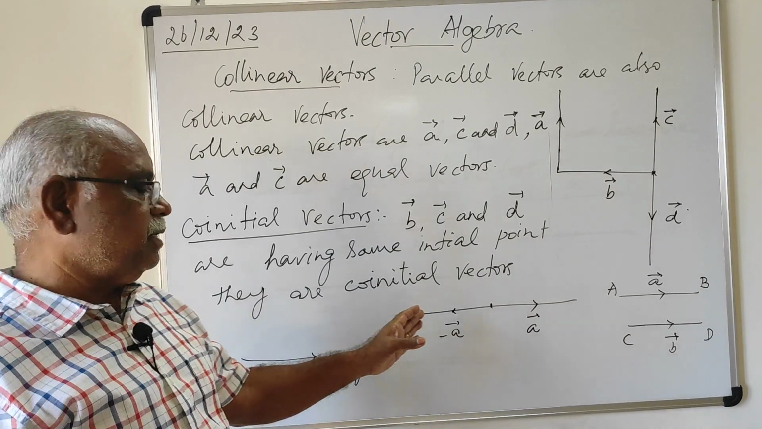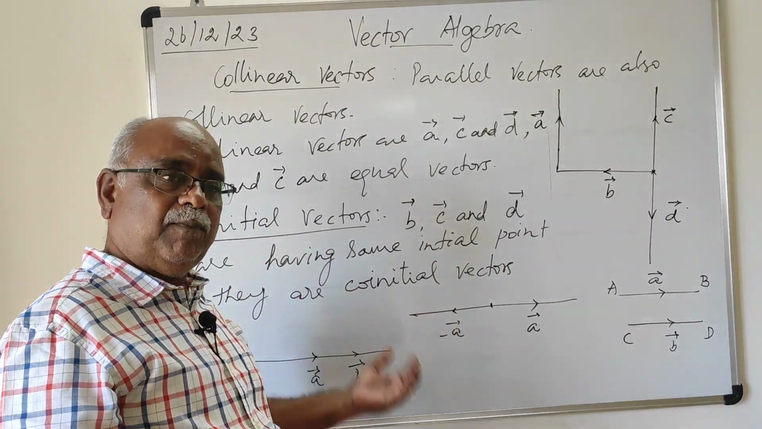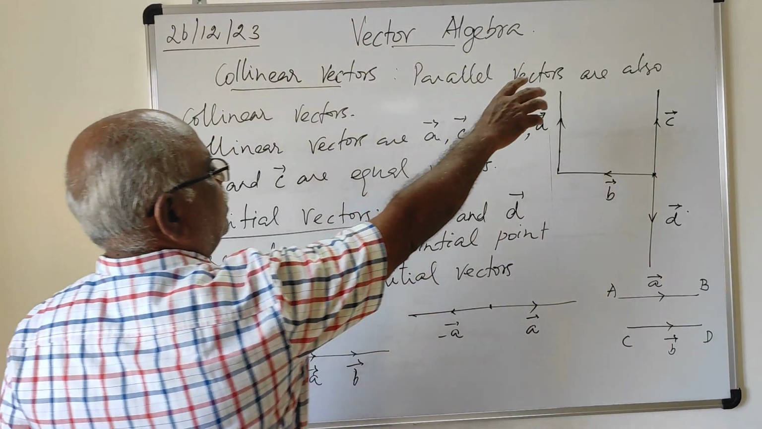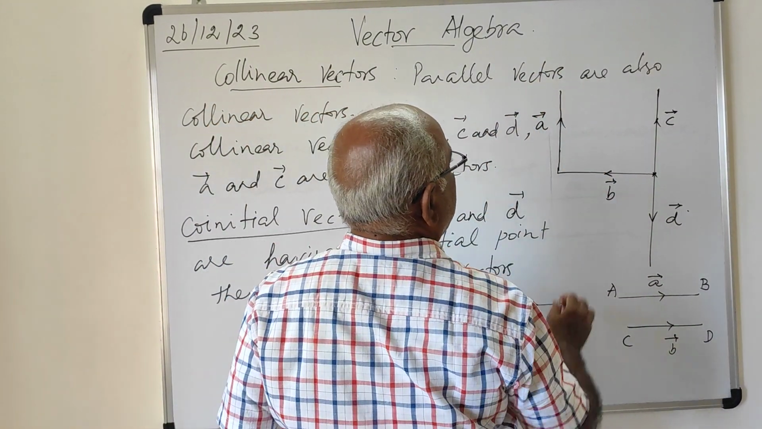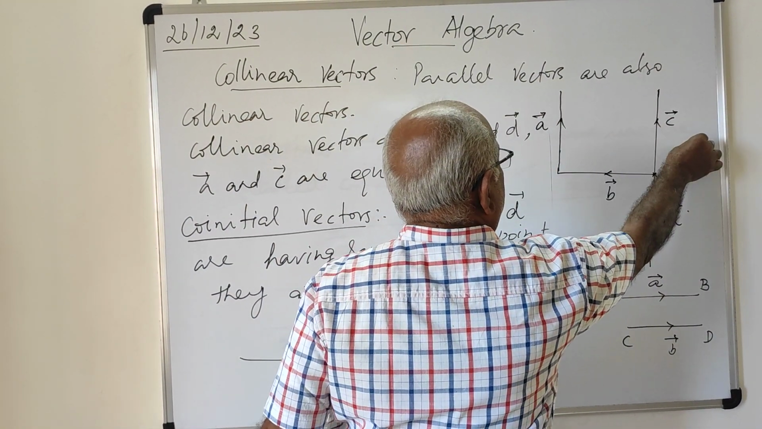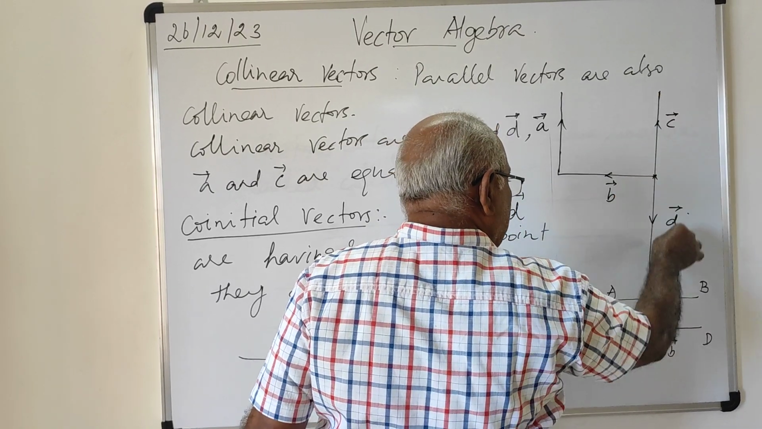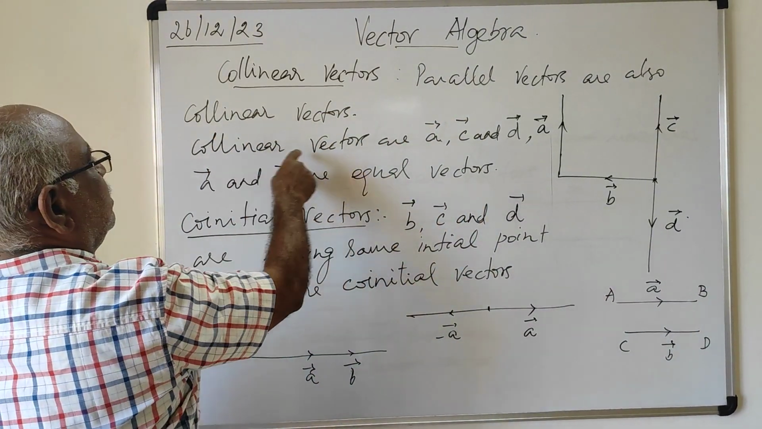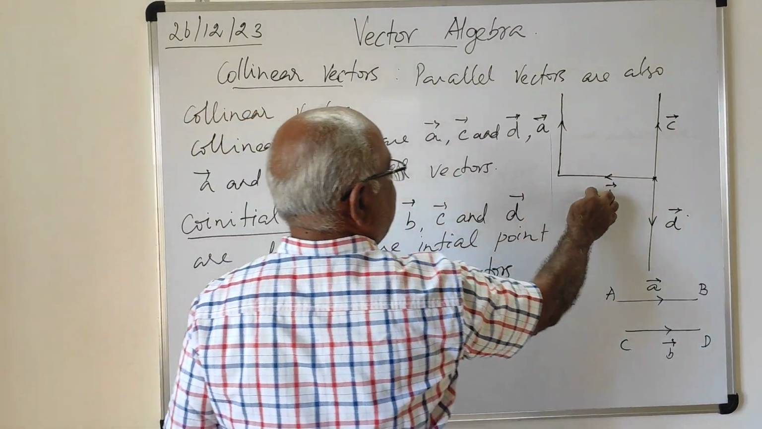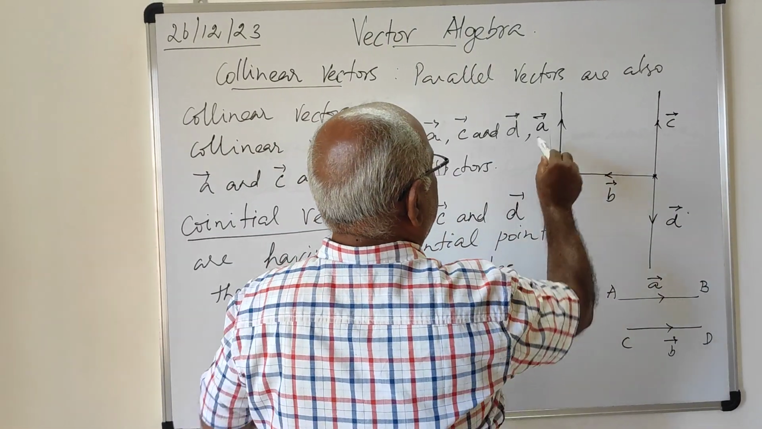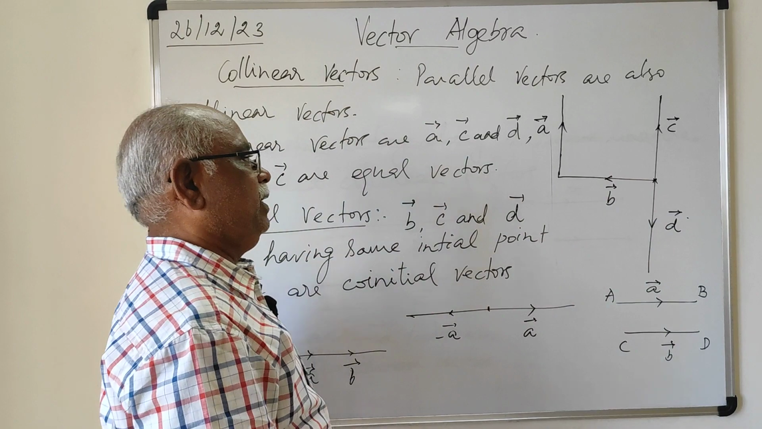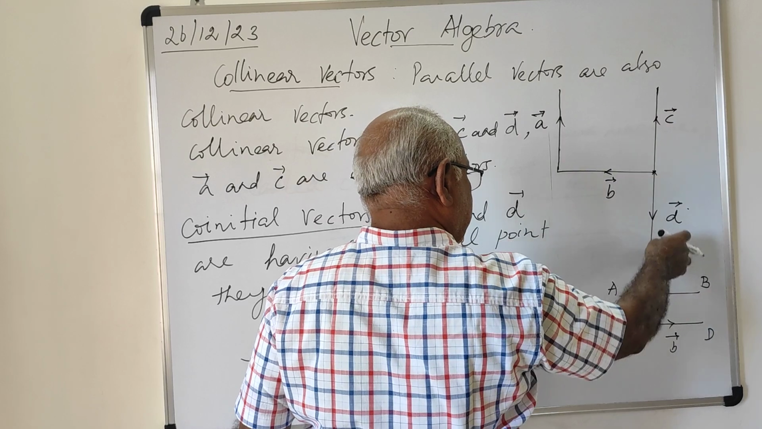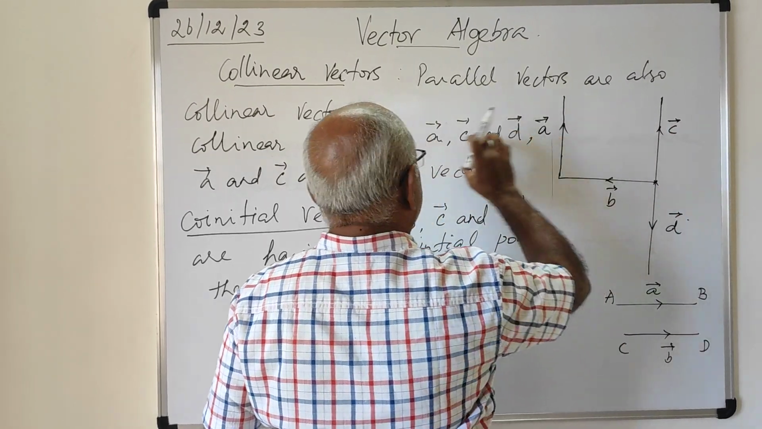If they are acting along the same direction or in the opposite direction in the same line, those two vectors are also collinear vectors. So from the diagram, we have seen what collinear vectors are. See, vector A and vector C are parallel, and vector D is also acting along the same line but in the opposite direction of C. Therefore, the collinear vectors are A, C and D, because A and C are parallel and D is acting along the same line in the opposite direction of C.